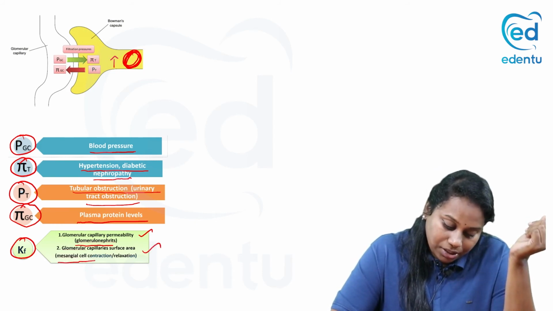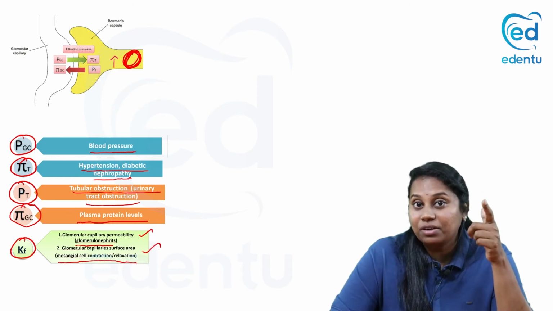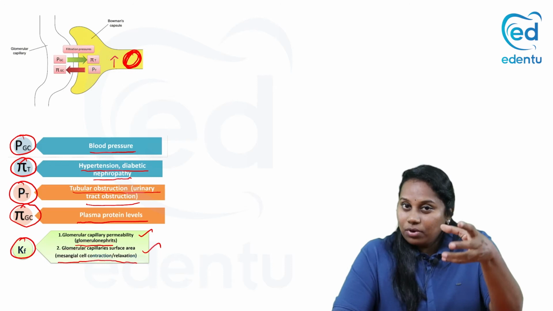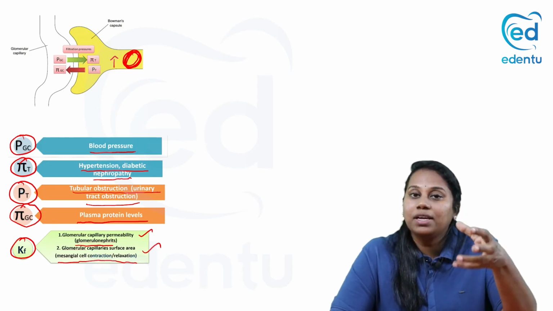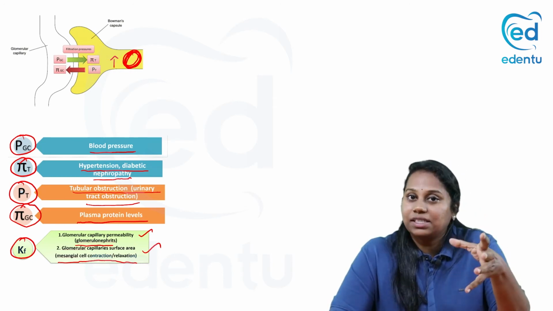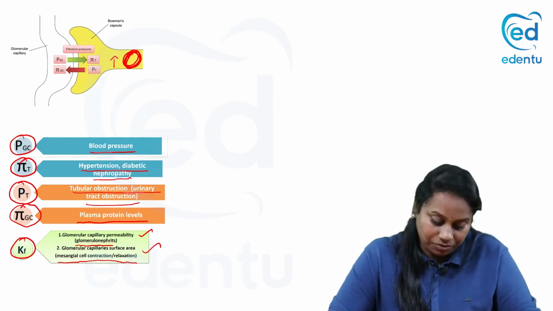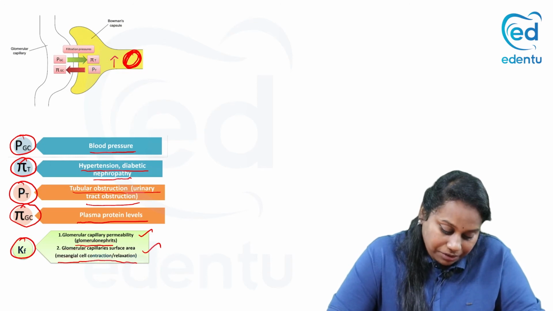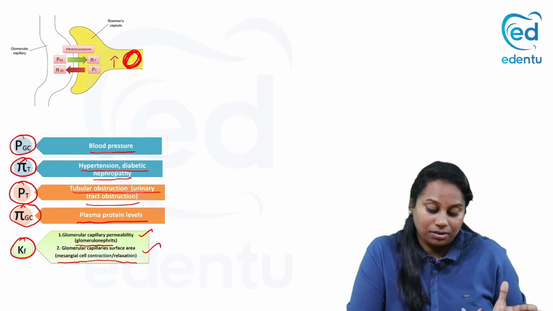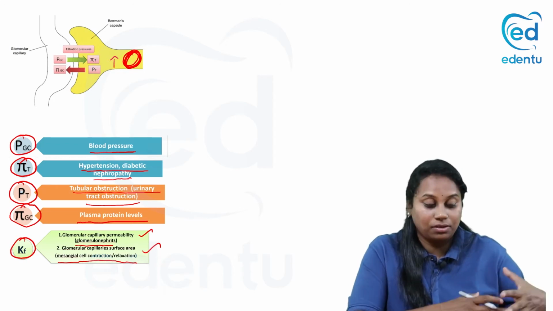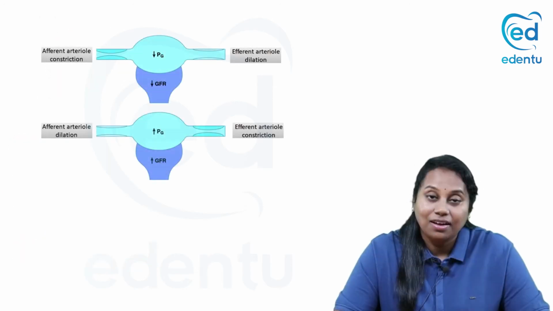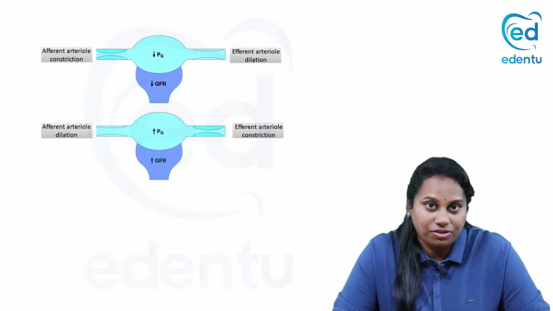Mesangial cell contraction and relaxation. Can you remember what the mesangial cells will do? It can contract. When it's contracting, it will pull the capillary wall along with it, thereby decreasing the surface area for filtration. And mesangial cell relaxation increases the surface area for filtration. So Kf is affected by all these factors. So altogether, all these factors are the ones which are going to affect the four Starling's forces and eventually your GFR. Let's learn about a few more factors which affect your GFR.